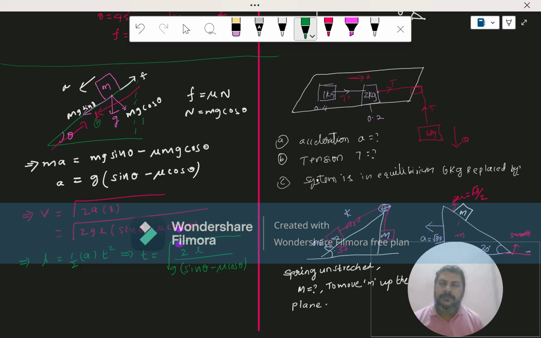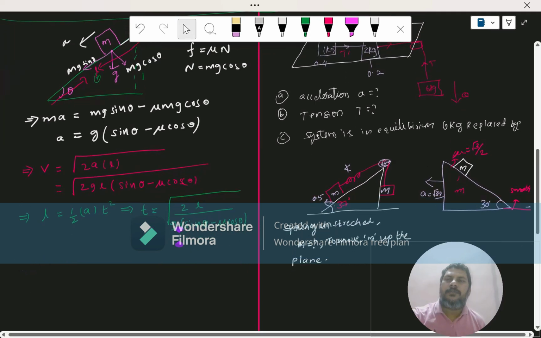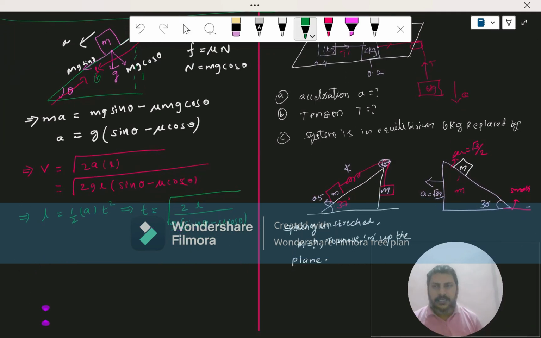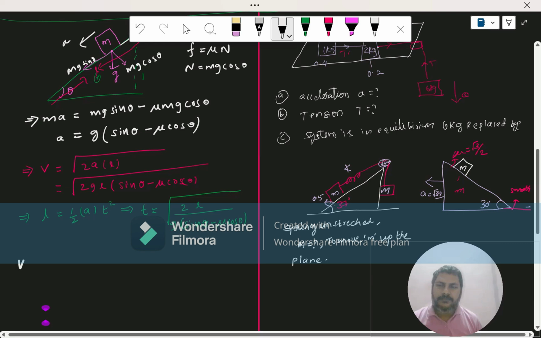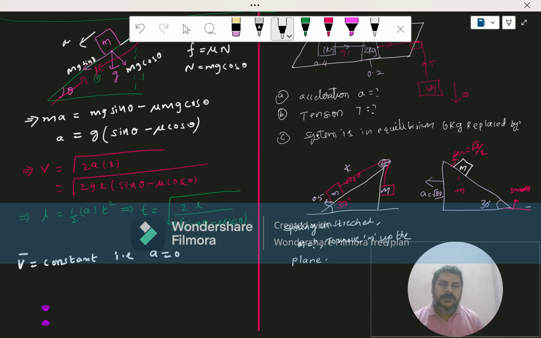Similarly here, if the velocity is constant, for example the block is moving with constant velocity, so v is constant. That means whenever velocity is constant, acceleration is equal to 0. So you can substitute that here. That means mu is equal to tan theta. That you can say.